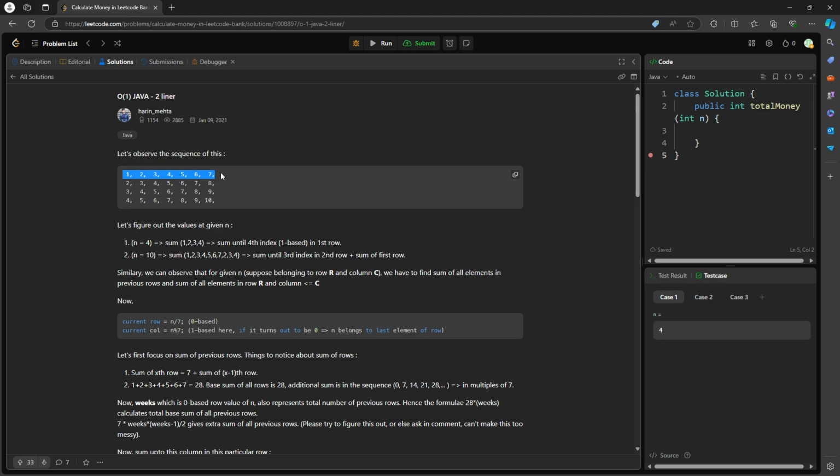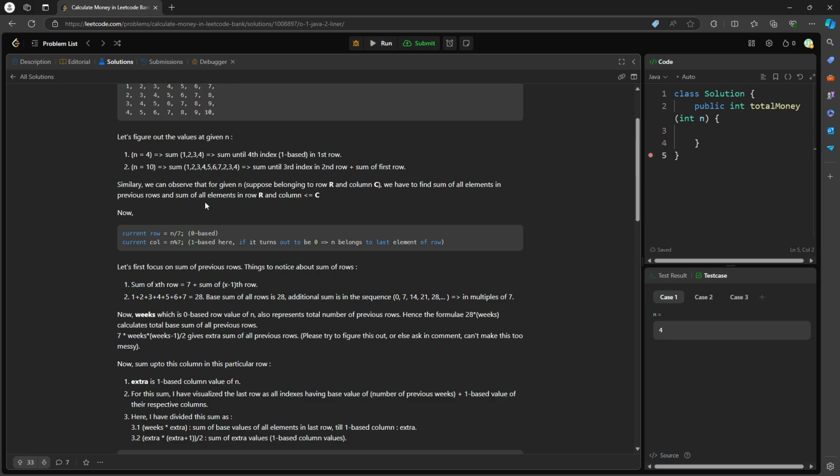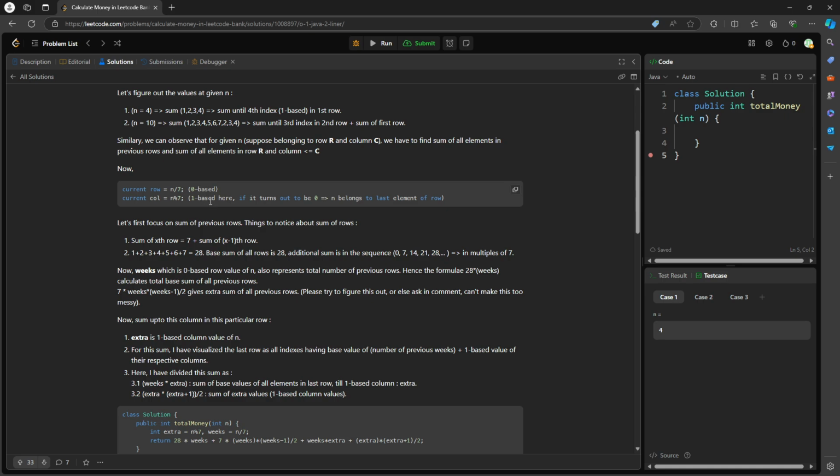The first week is 1, 2, 3, 4, 5, 6, 7, and then the second week you will start from 2. And then you do this for every single week, right? So here's the example: n equal to 4, so sum 1, 2, 3, 4, and when n equal to 10, you want to sum all of these plus 2, 2, 3, and 4, right? And then based on that, this guy came up with the algorithm, which is a pattern.